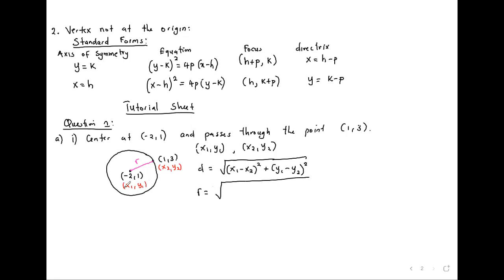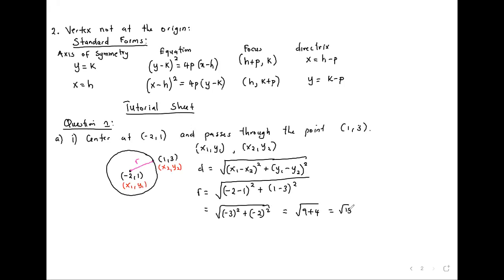Then when we get to this one, we'll say x1 minus y2, that would be the square root of -2 minus 1 squared plus 1 minus 3 squared, giving us the square root of -3 squared plus -2 squared. This is the root of 9 plus 4, which is root 13.